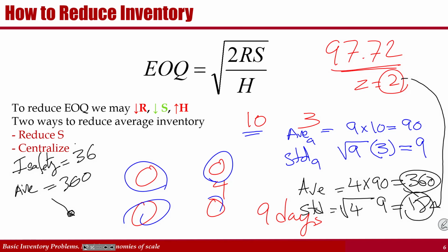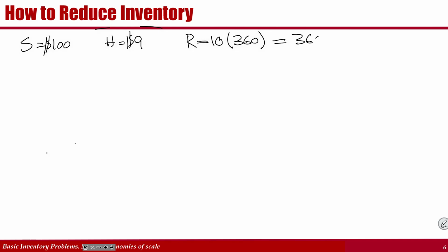We place an order for what? Suppose our S is the same as the previous one, equal to $100, and H is equal to $9. And demand or throughput per day is equal to 10. Per year, that would be 10 times 360 equal to 3600.